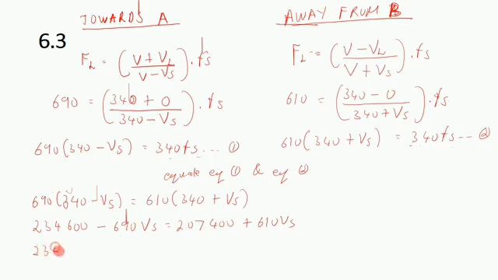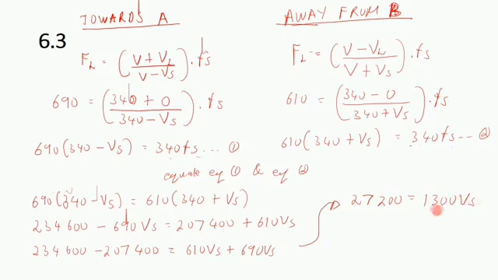So we'll have 234,600 minus 207,400 equals 610 Vs plus 690 Vs. Then allow me to just continue here. So when we subtract this, we'll end up with 27,200, and then equals 1,300 Vs when we add the Vs. Then divide both sides by 1,300. And then our Vs will be 20.92 meters per second. Awesome.